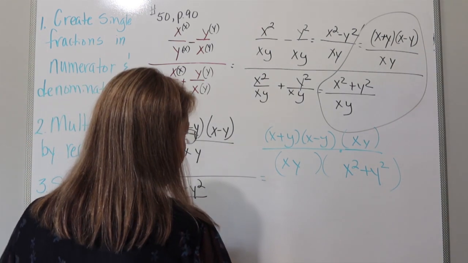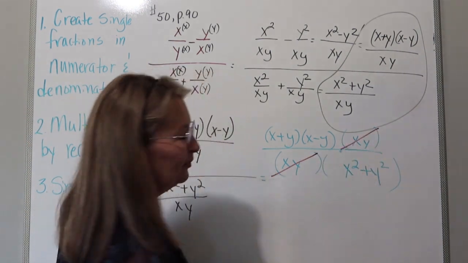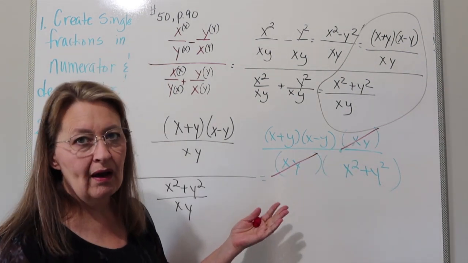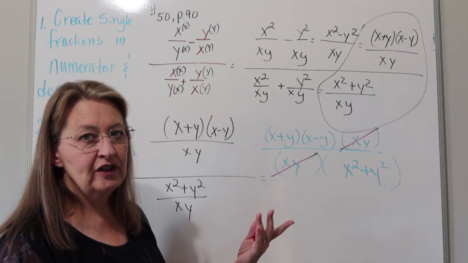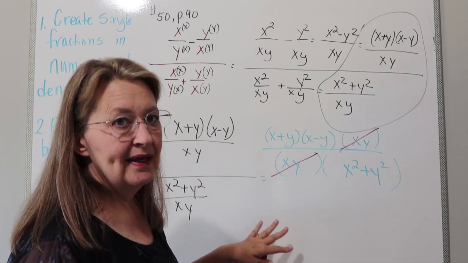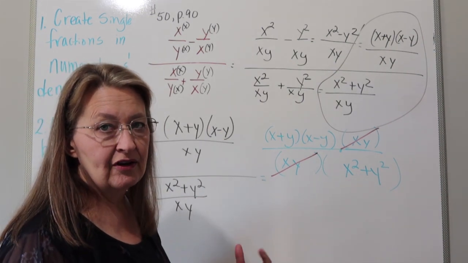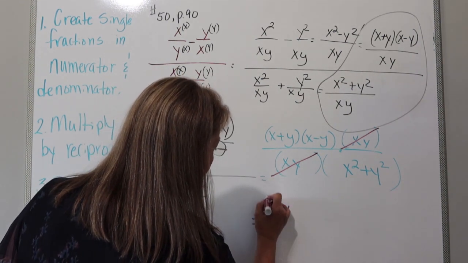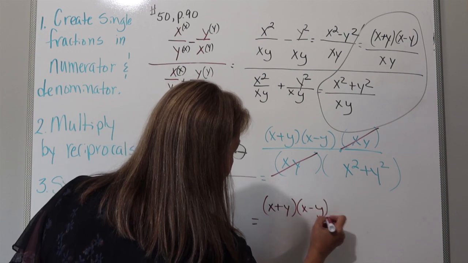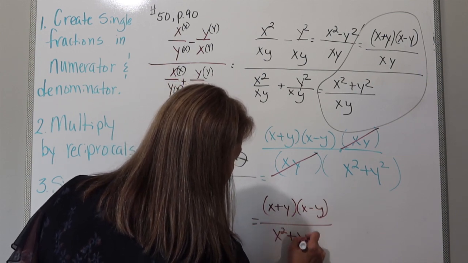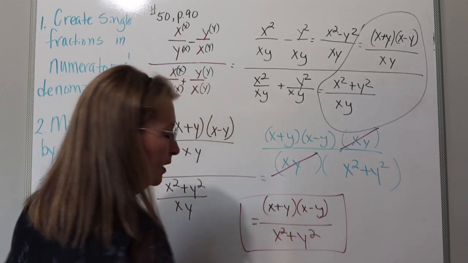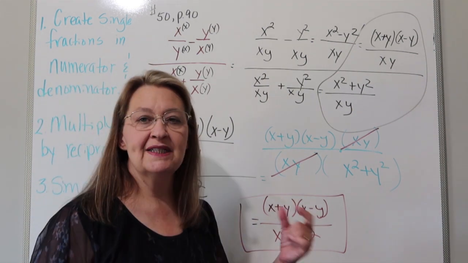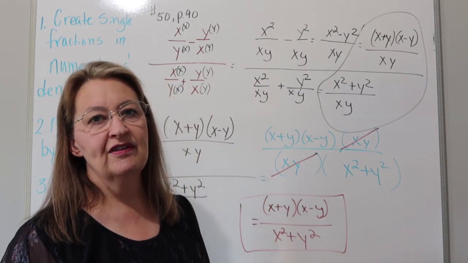I say cancel, but what I really mean is divide out to 1, because what is xy over xy? It's 1, and when you multiply by 1, you don't change anything. So whatever remains after you do your dividing out or canceling out, that's going to be your answer. So our final answer here is going to be x plus y times x minus y over x squared plus y squared. Okay? And like I said, experience is your best friend in this topic because I cannot possibly work an example of everything you can have.